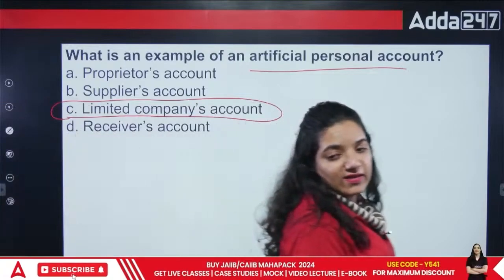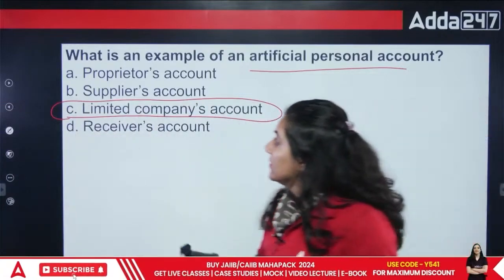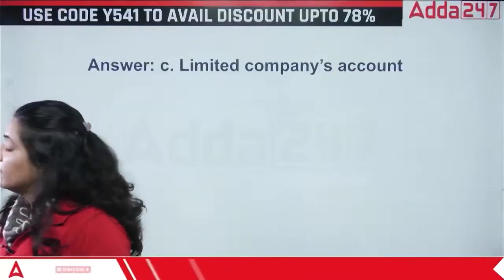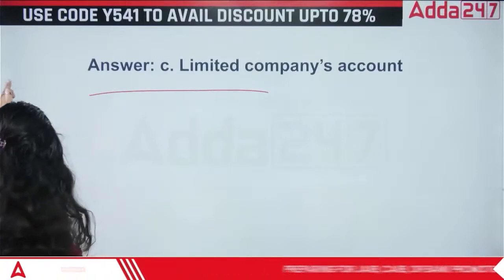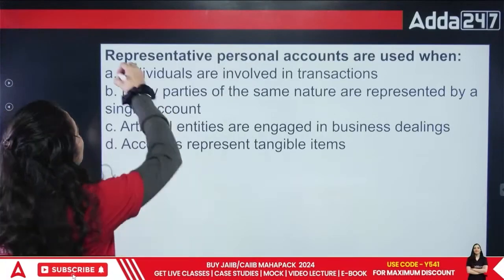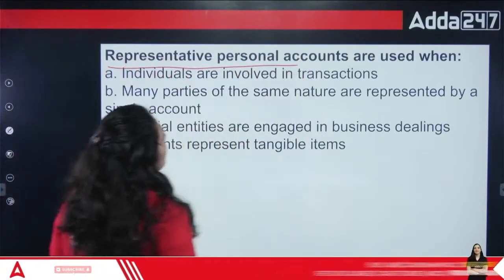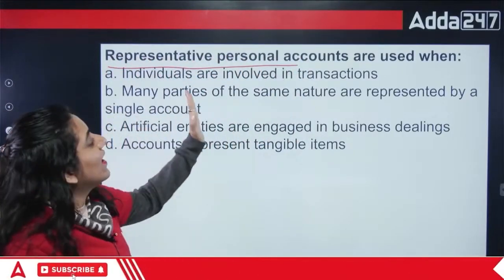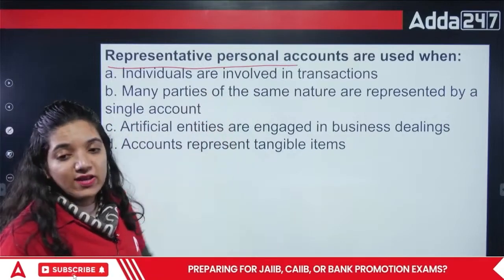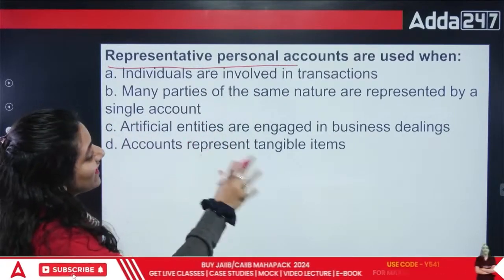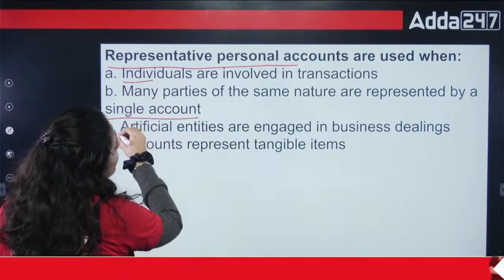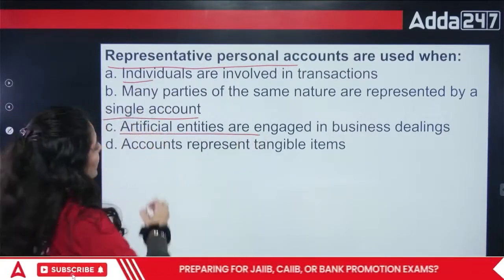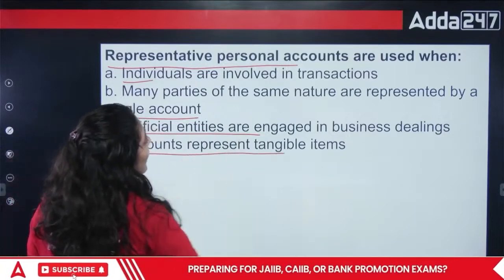Okay? So the correct answer is C. The answer is limited company account. Done, everyone? Next point. The representative personal accounts are used when individuals are involved in transactions, when many parties of the same nature are represented by a single account, artificial entries are engaged, and then accounts represent tangible items.